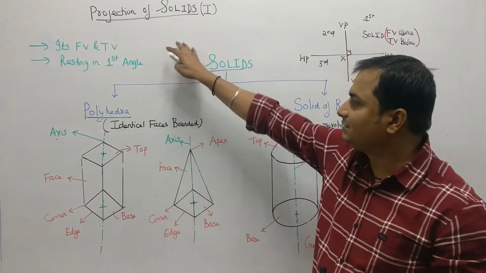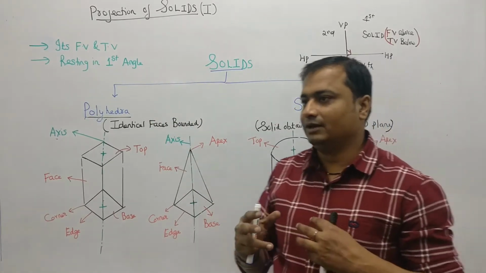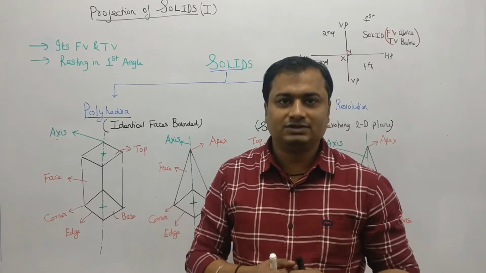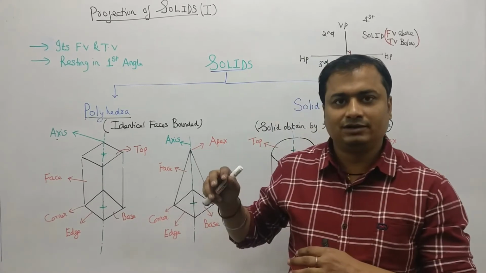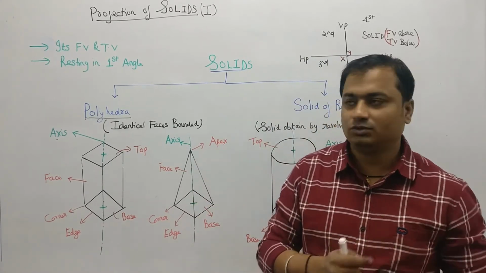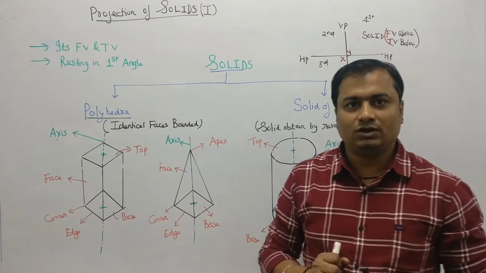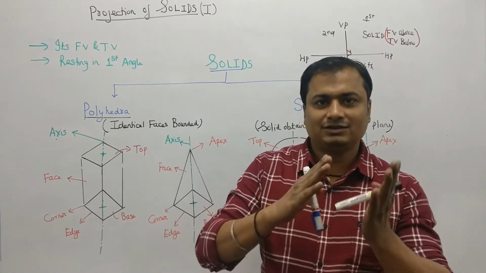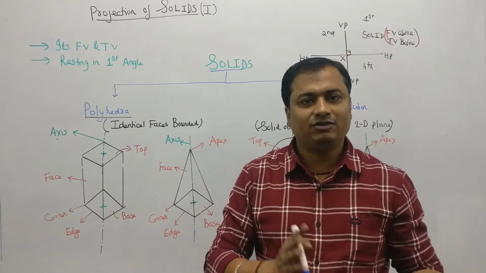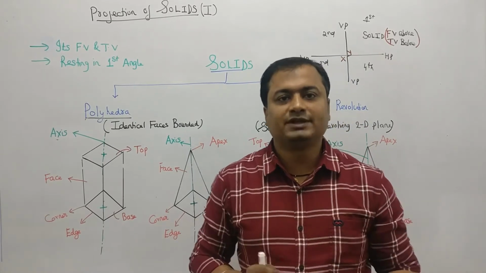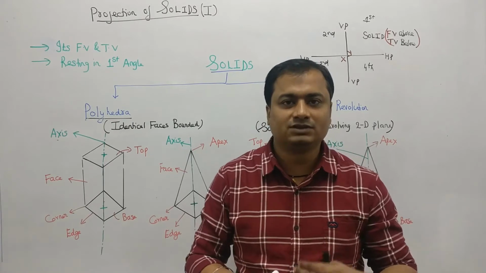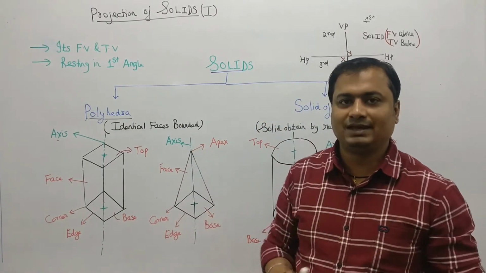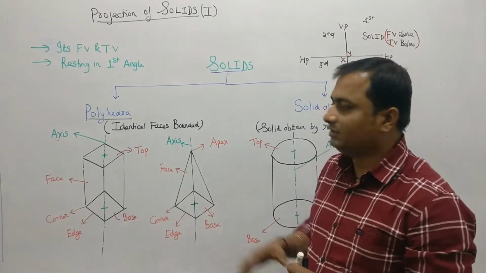Now this topic is having so many cases, and all the cases are a little bit lengthy, you can say. So I have divided these videos part wise. This is the first part of this solid, in which I will be taking the simple case. In the next part I will be making the solid inclined, and in the last part I will be making the solid inclined with both HP and VP. So there will be three parts of this topic, and this is the first part.